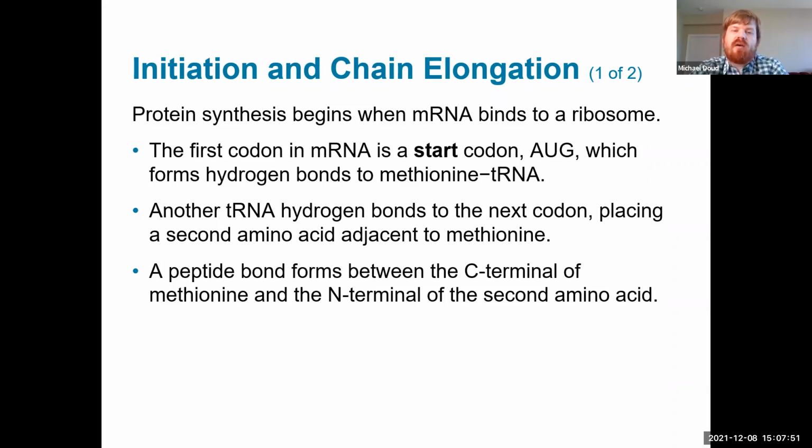Then a tRNA is going to bond to the next codon, and that places a second amino acid next to the methionine. Then the ribosome catalyzes the formation of a peptide bond between the C terminal of methionine and the N terminal of the next amino acid. So the protein is being built from the N terminus to the C terminus.